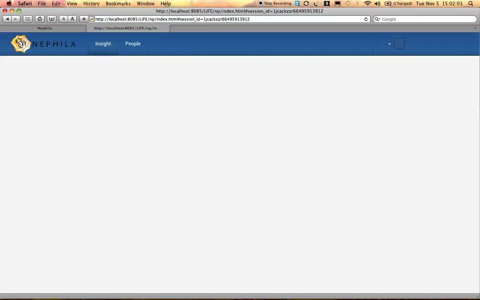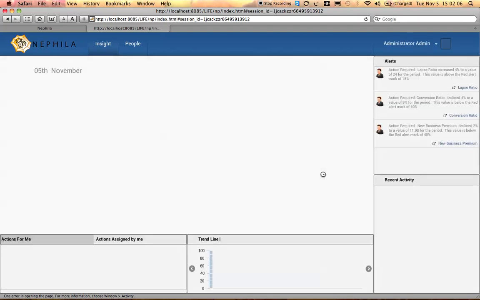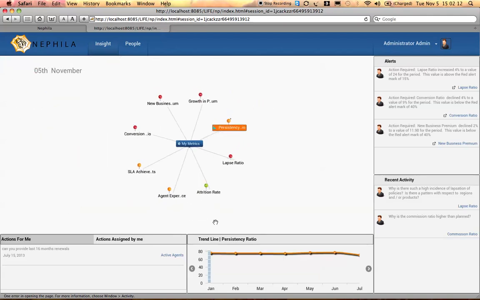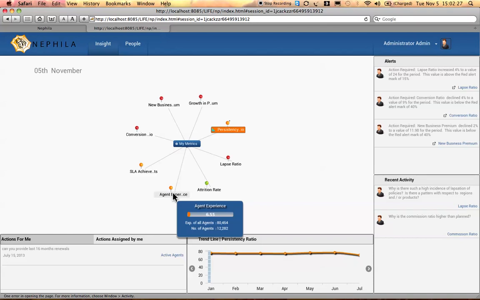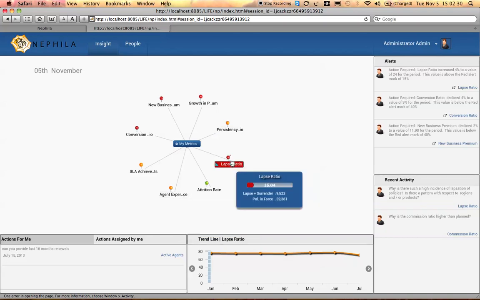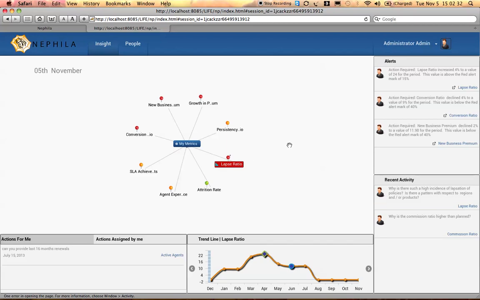As soon as I log in, I am presented with a dashboard which clearly indicates the various metrics that I am measured by on a day-to-day basis. There is persistency, new business premium, conversion ratios of my sales, what kind of agent experience I have been dealing with, and what kind of lapse ratio is available. So today I have taken the example of improving lapse ratio, and how Nephila has enabled developing solutions for an improvement of lapse ratio.